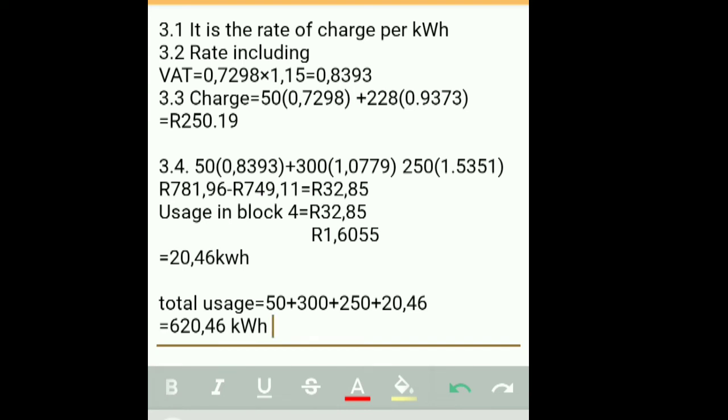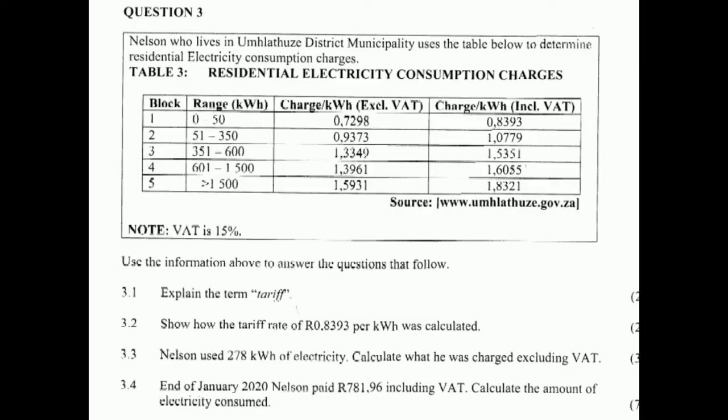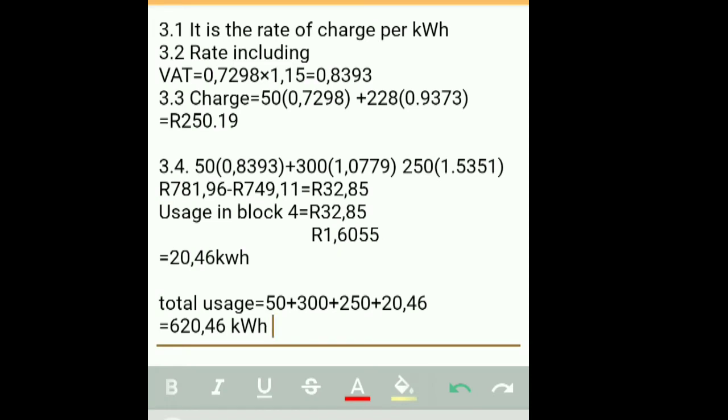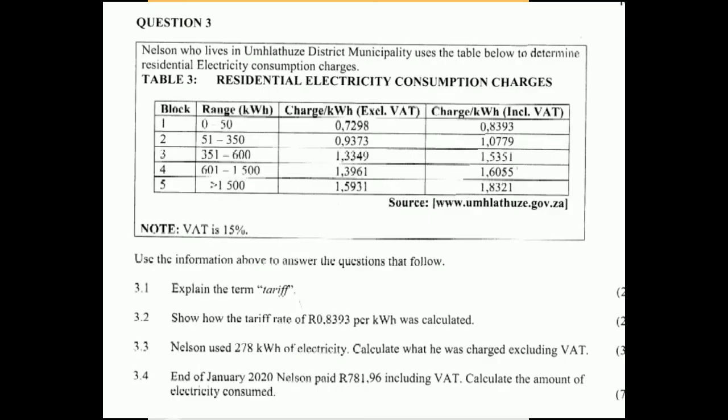Okay guys, now I'm going to explain for the second time, and now it's a must to understand. You are asking yourself, where did we get this 50? This 50 is 50 kilowatts at block number 1. Where did we get this 300? This 300 we found at block 2.